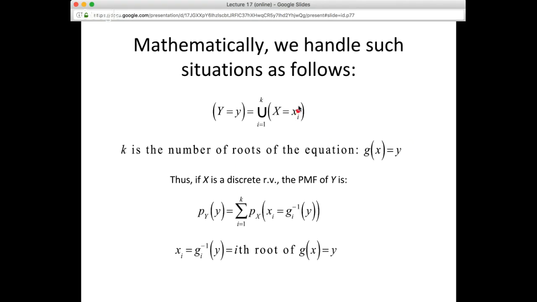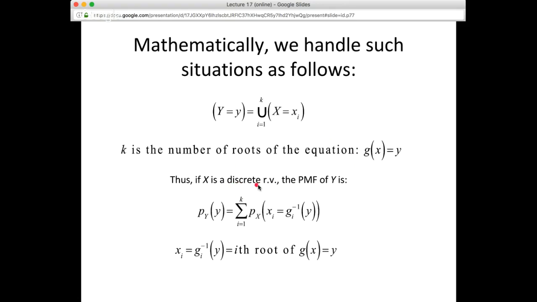So how do we handle this? Well, mathematically, the answer is that we just think about this single event, that the random variable y equals little y, as the union of all possible roots ranging from 1 to k, in the last case k was 2, of the random variable x being equal to those roots xi. So that's the way to think of it. And again, k is going to be the number of roots of the equation g of x equal to y. What is a root of this equation? Basically, if I define the value of y, say I give it a value like 2, then I'm going to have multiple x values which satisfy this equation. Those are all roots of that equation.